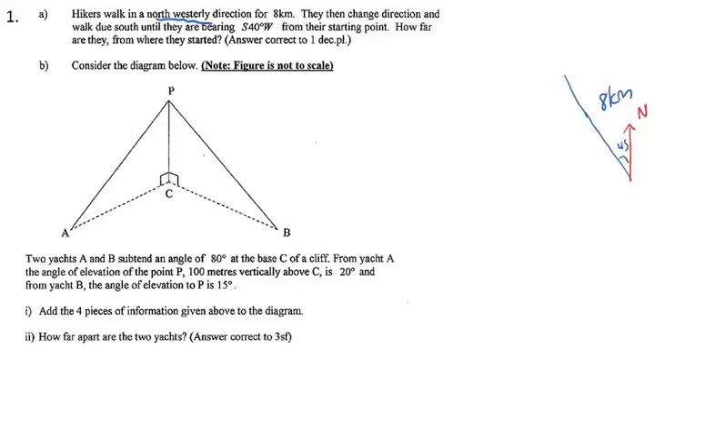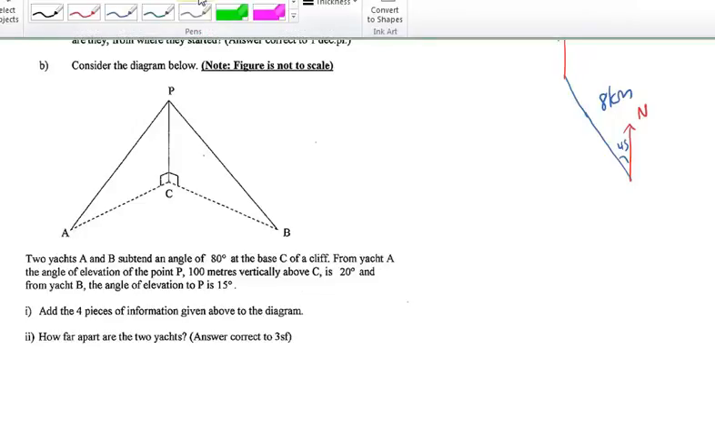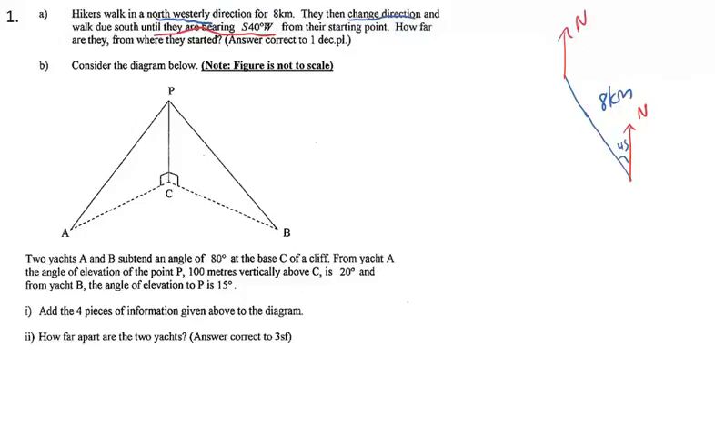There. So now they change direction and they walk due south. Here we can put our north in so we can see where our south is. We'll be going due south here, until there's a bearing of south 40 degrees west from the starting point.